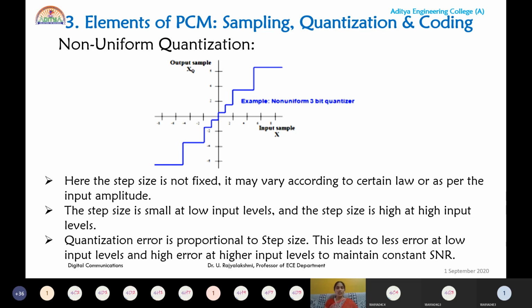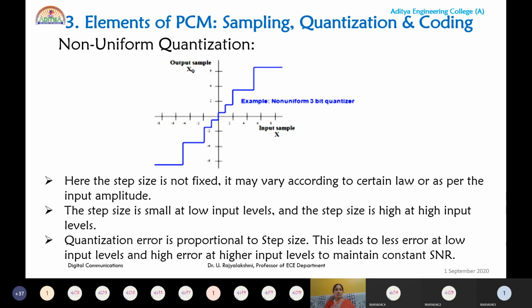So if the quantization error depends on step size, therefore our SNR will vary for various input magnitude levels. But what happens to the SNR then? SNR will change for low level magnitude and high level magnitude signals. So in order to generate constant SNR or uniform SNR, generally non-uniform quantization is considered.